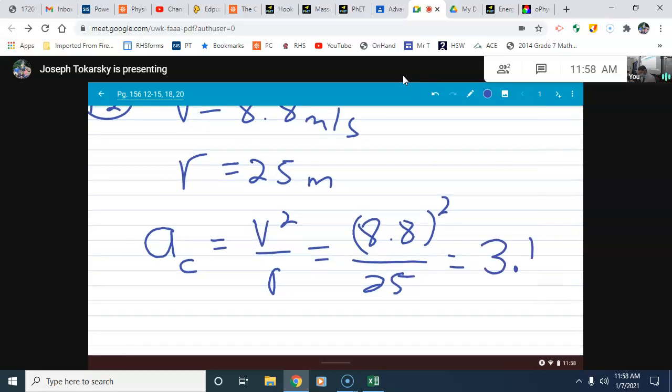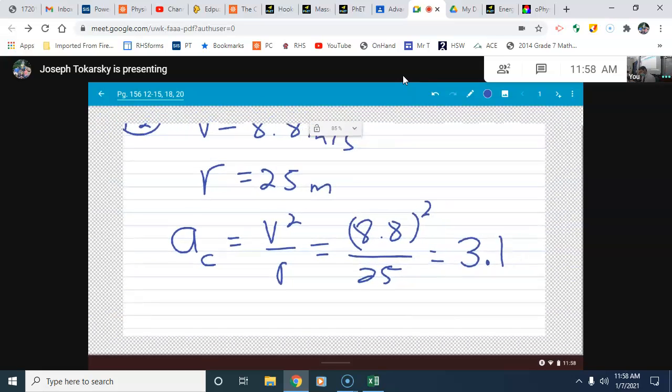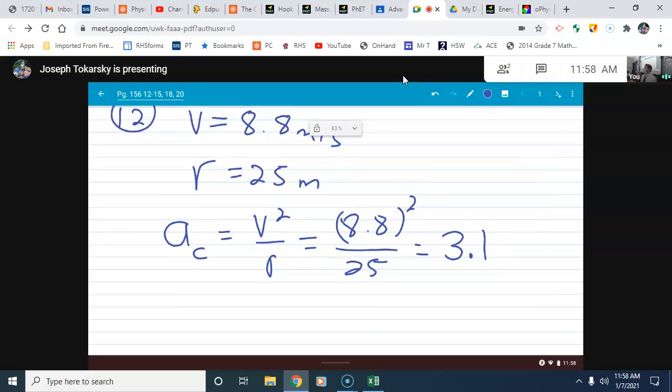3.1. And remember, this is a somewhat special type of acceleration that is due to changing direction, not due to speeding up or slowing down. But even so, it still has the same units as acceleration we always have, meters per second squared.